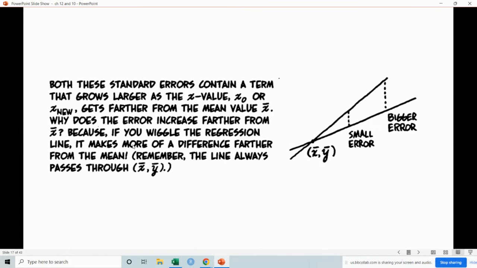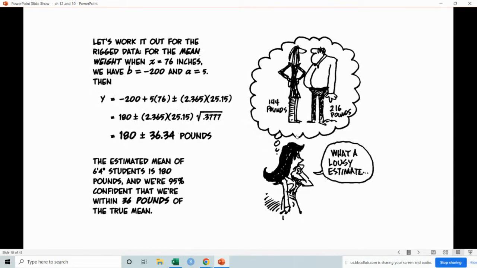Basically, if you wiggle the regression line, it makes more of a difference farther from the mean. Remember, the line always passes through the mean x, y, x bar and y bar. So let's work it out for the rigged data. For the mean weight when x equals 76 inches, we have b equals -200 and a equals 5.